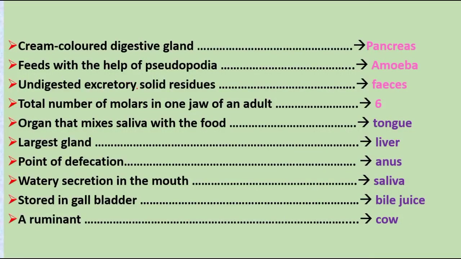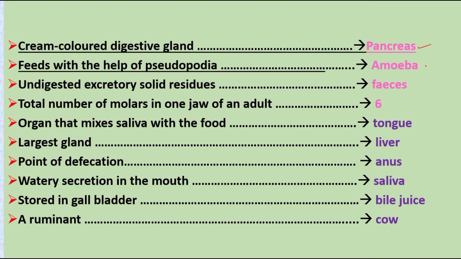Let us see the important highlighting points in this chapter. The cream colored digestive gland in the human body is pancreas. The animal which feeds with the help of pseudopodia is amoeba. The undigested excretory solid residues in the human body are called feces. Total number of molars in one jaw of an adult is 6.